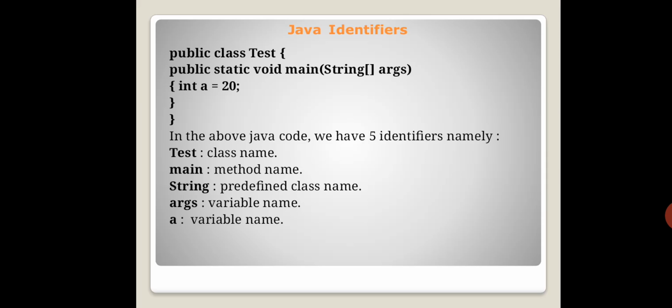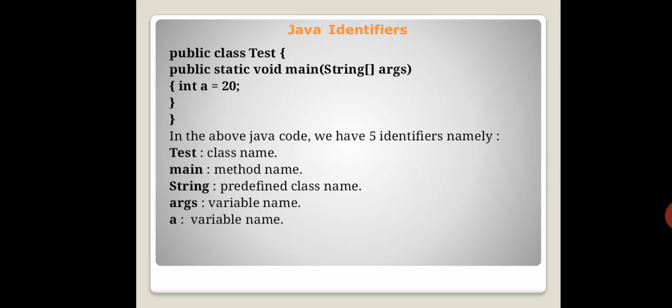Okay, see, in the above Java code we actually have a total of 5 identifiers. First one is test. Test is nothing but a class name. So the class name is also an identifier. Next, the method name. The method name is nothing but main. In this particular code snippet we have only one method, that is the main method. So main is also an identifier. The next one is String.